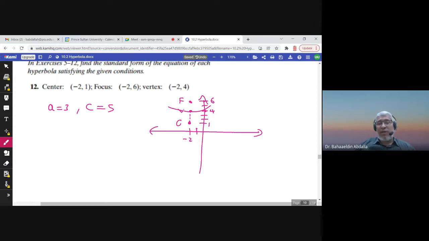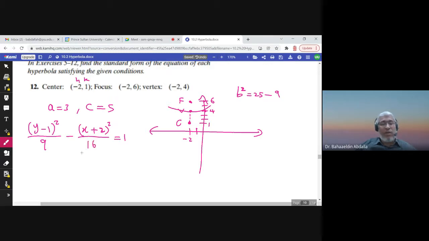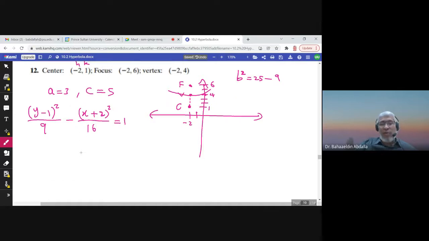And the hyperbola is a vertical hyperbola. So y is positive. The center is negative 2, 1. So this is h, this is k. So (y minus 1) squared over a squared minus (x plus 2) squared over b squared equals 1. Over (y minus 1) squared, I have a squared, which is 9. And here I have b squared. Well, b squared is c squared, which is 25, minus a squared, which is 9. And 25 minus 9 is 16. So this is the equation of the hyperbola.